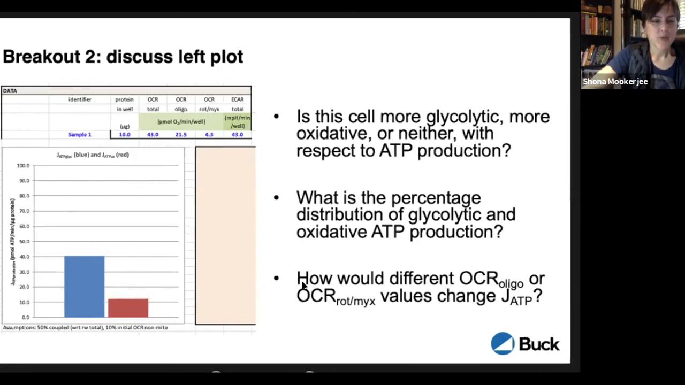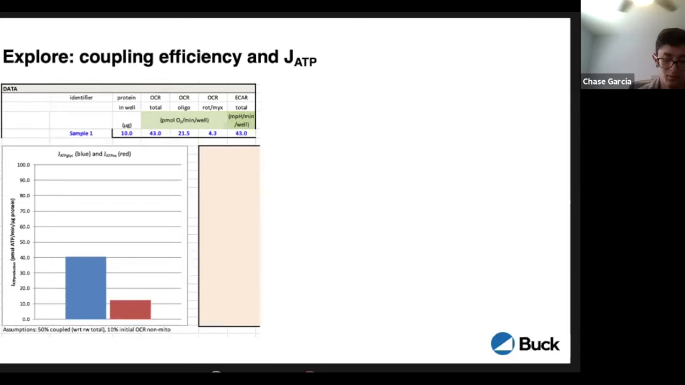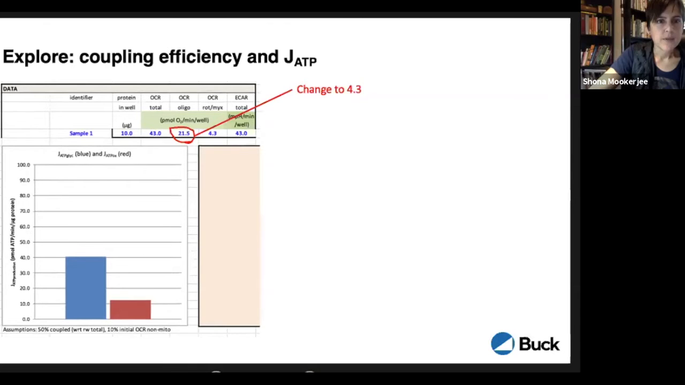So we've gotten to the point where we can successfully and confidently evaluate the bioenergetic behavior of a cell. We can talk about whether it's primarily oxidative or glycolytic, and we can even talk about how much. And we have some understanding of how much the different parts of the trace contribute to the final calculation. So let's take a second now to look through this worksheet and really poke at it and see what's underneath it, if I can advance my slides. Let's look at how coupling efficiency affects our calculation.